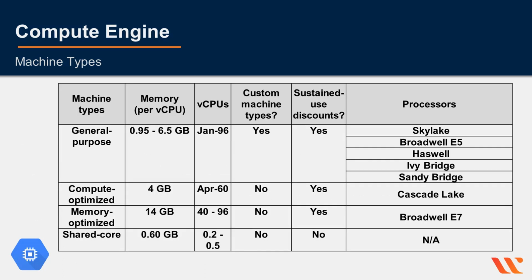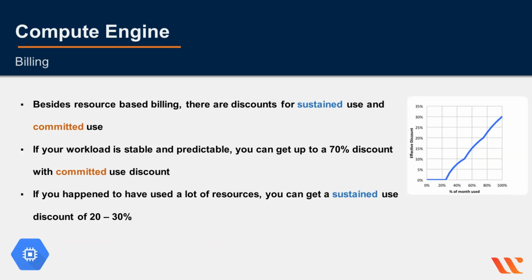Here's a table that shows the differences between the different machine types. If you're not sure which one is the best for you, then you should probably go for the general purpose machine type, as it offers the best price-performance ratio for various workloads. Typically, most resources are priced based on usage.